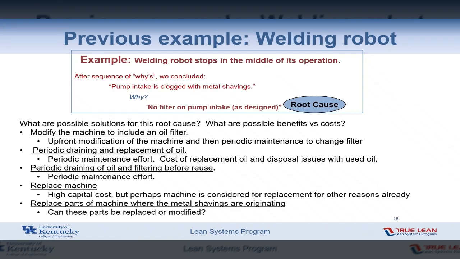Well, one obvious way is to modify the system to install a filter before the pump. This would include some modification of the machine and periodic maintenance to change the oil filter. However, what if we can't modify the current machine for some reason? Maybe we would need to monitor and replace the oil more regularly, like we do in a car, or maybe we periodically drain and filter the oil before replacing it.